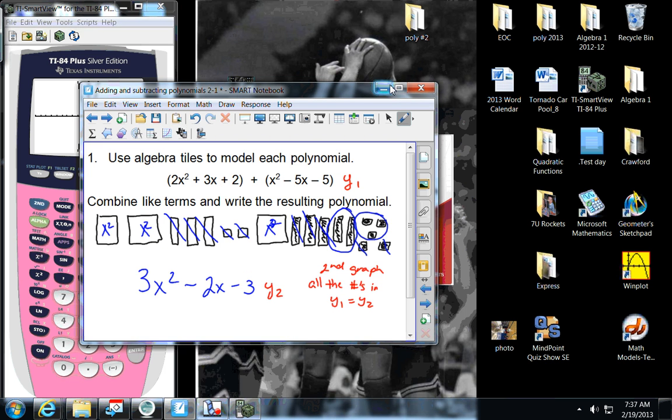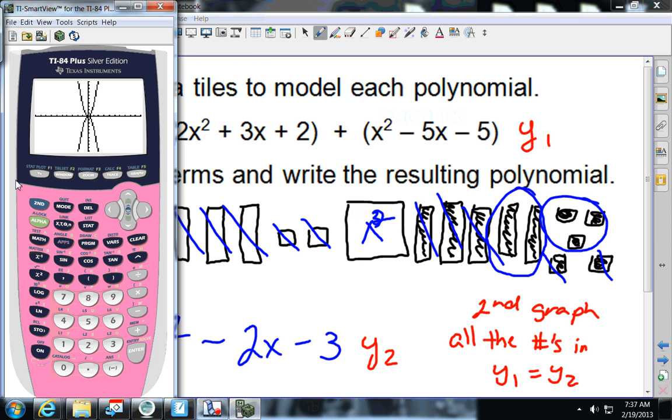Okie dokie, let's see here. So I'm going to clear my memory because I had all that quadratic stuff in there. I'm going to go to y equals. I'm going to put in there 2. Oh, I was going to put the parentheses. All right. 2x squared plus 3x plus 2. Close those parentheses. Put another plus. Then we've got x squared minus 5x minus 5.